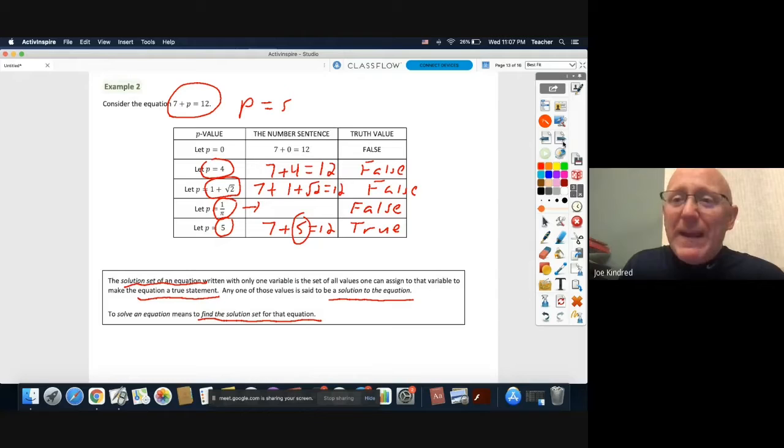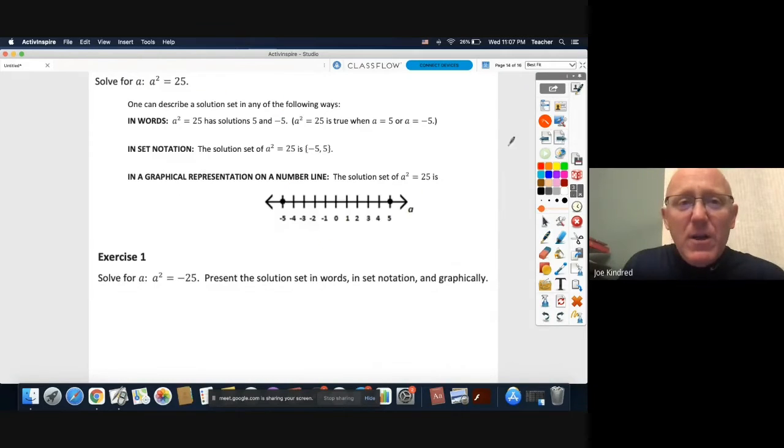And that's what we begin to look at in this lesson. Now, in the next example, they give us this equation, and they want you to solve for the values of a that make a squared equal to 25. Now, they give you the solution. One can describe the solution set in any number of ways.